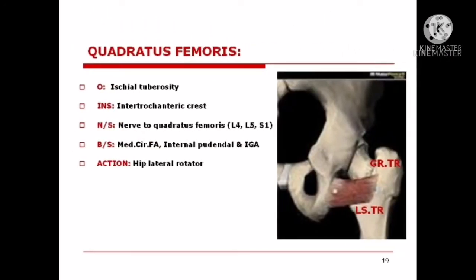The quadratus femoris muscle is quadrangular in shape, as shown in the diagram, and it arises from the ischial tuberosity of the ischium bone and inserts upon the intertrochanteric crest. Its nerve supply is the nerve to quadratus femoris, and its root value is L4, L5 and S1. The blood supply is from the medial circumflex femoral artery, internal pudendal artery and the inferior gluteal artery. Its action is hip lateral rotation.